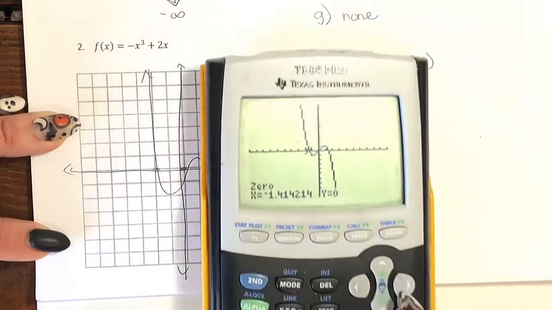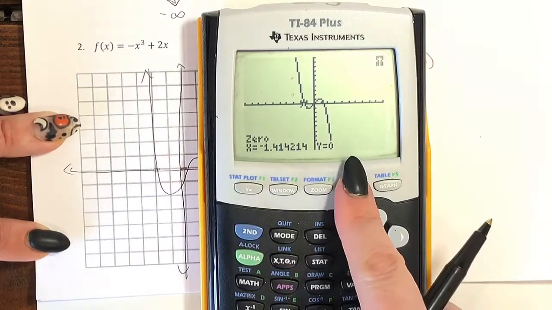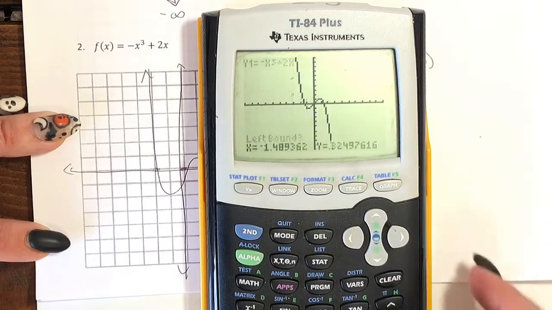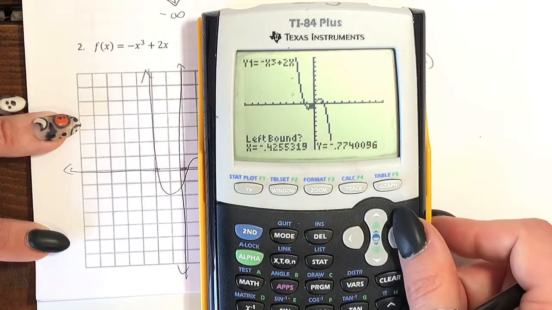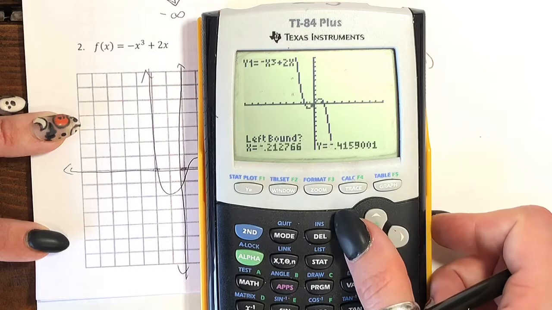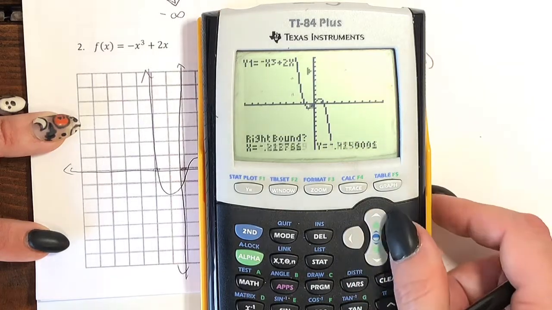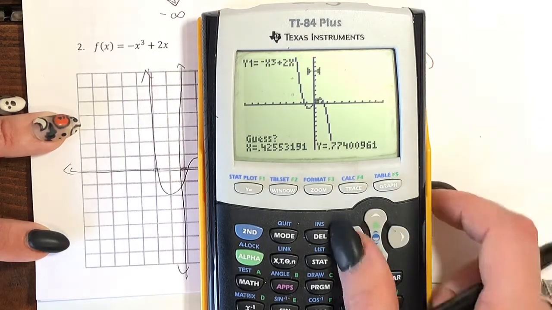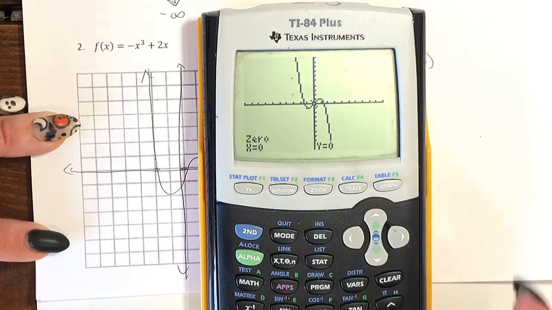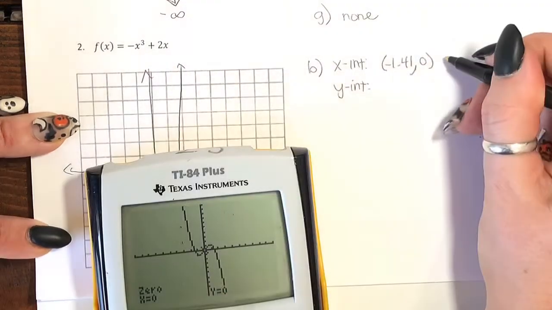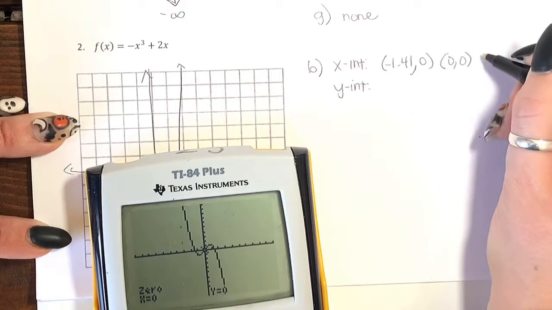Let's do the middle one next. So I'm going to repeat that process. Go to second calc, 0. And then, so here's my intercept. I'm going to go a little bit left of it, push enter, a little bit right of it, push enter, and then guess. And it is at 0, 0, which is what I thought. So we have one at 0, 0.